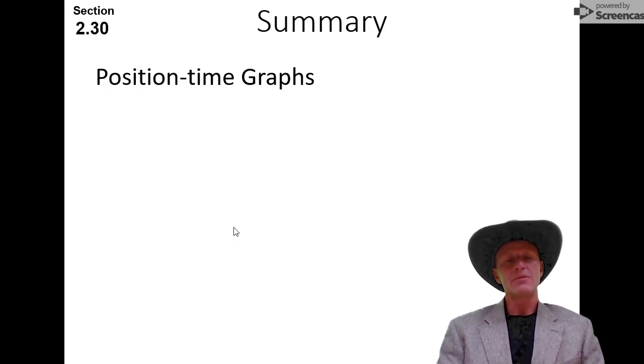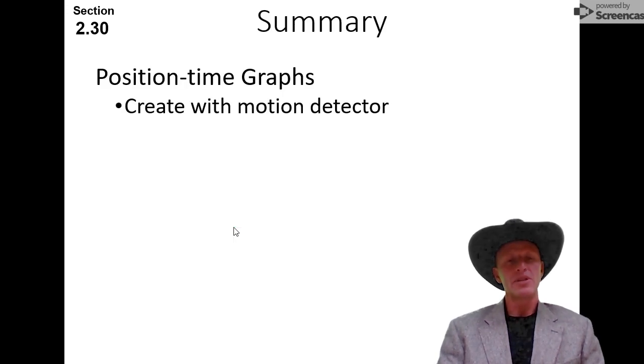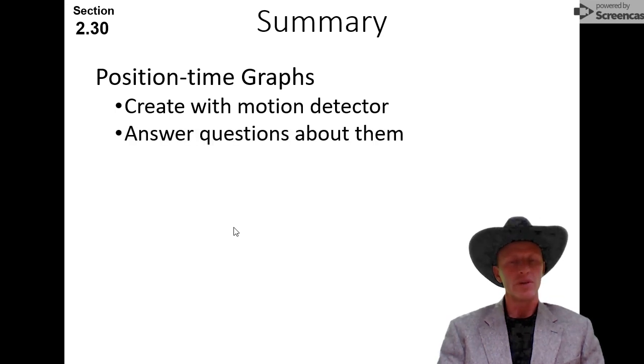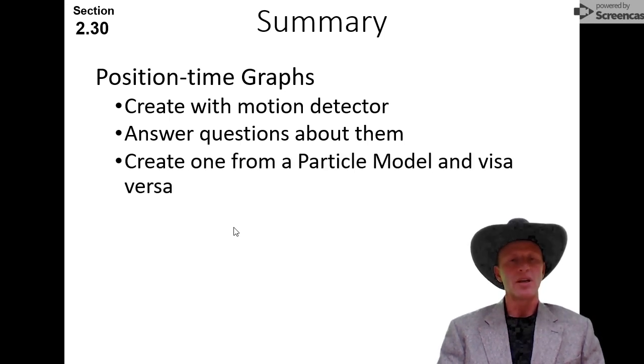So that's it. That's what we had to figure out today. Position-time graphs. We created them with a motion detector in our heads. In class, you did it in real life. Answer questions about motion and position-time graphs, and you have to be able to go from a particle model to a position-time graph and vice versa.